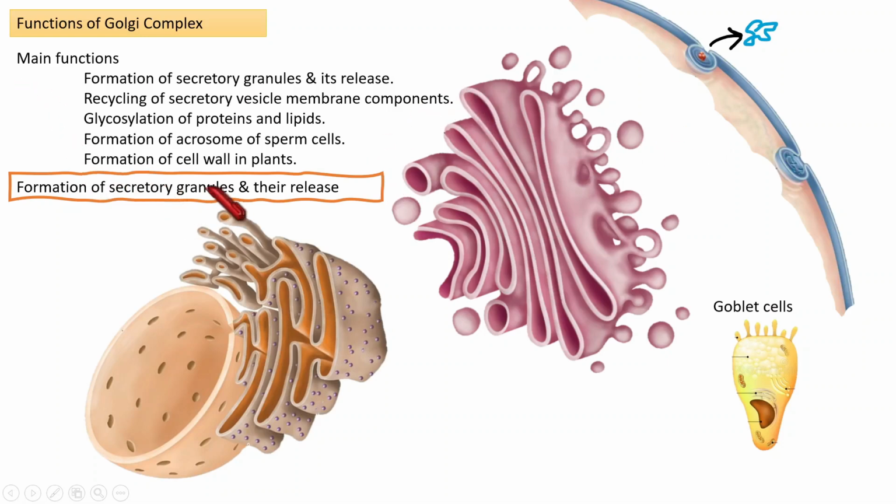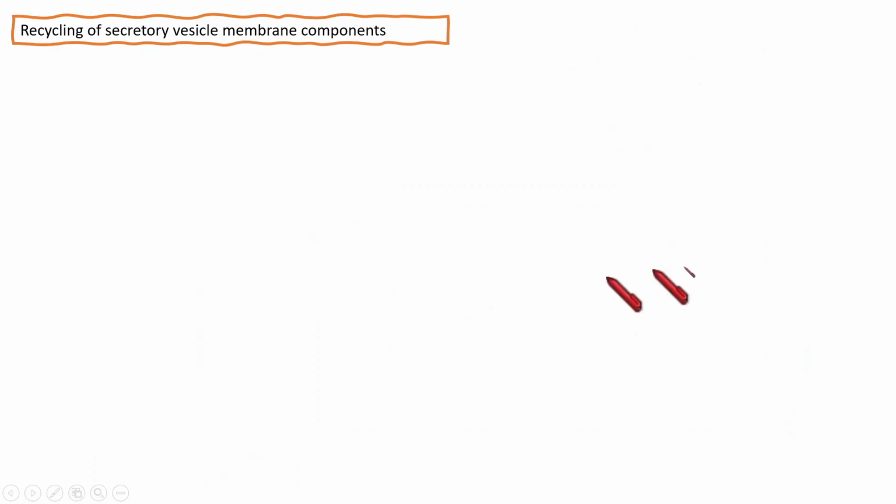So that is the formation of secretory granules and release. Next function: recycling of the secretory vesicle membrane components. Because continually, from the Golgi, vesicles come and join with the plasma membrane, and gradually the Golgi complex may disappear. So we need to stop that. We need to recycle the secretory vesicle membrane components.